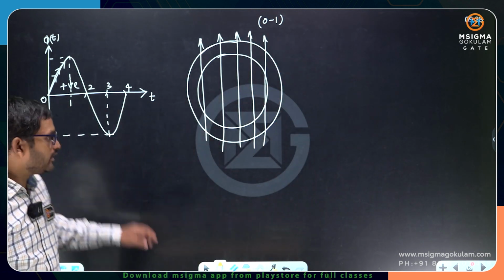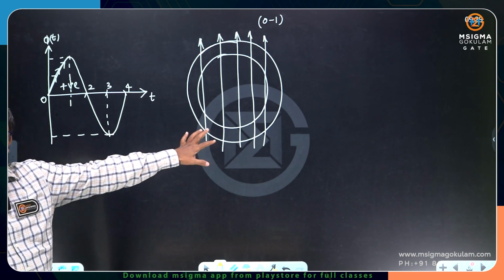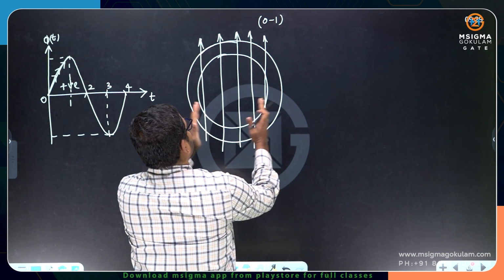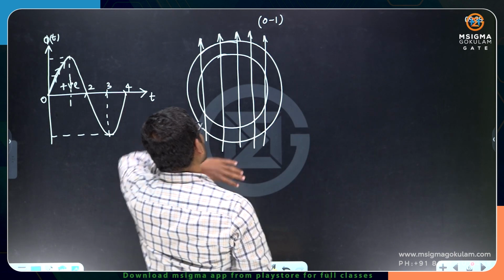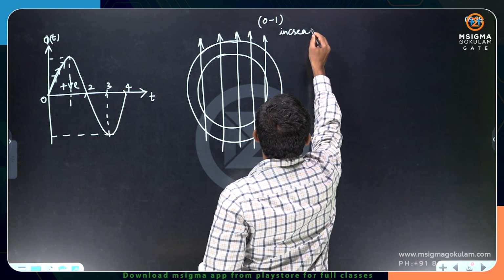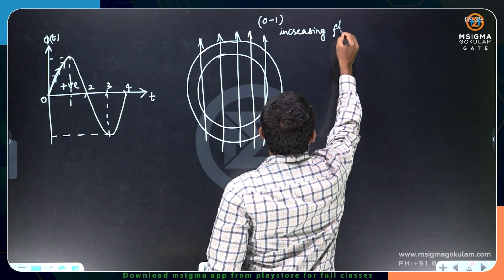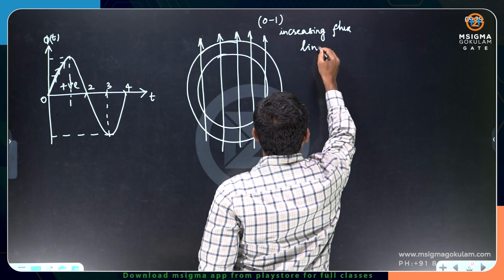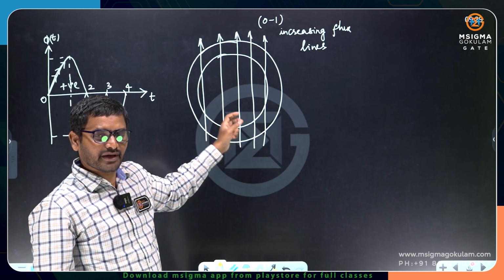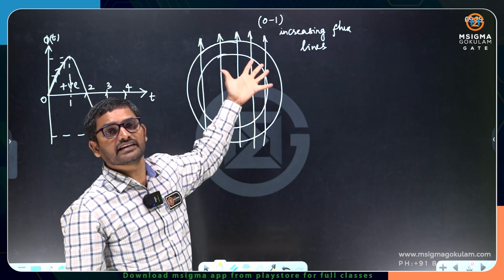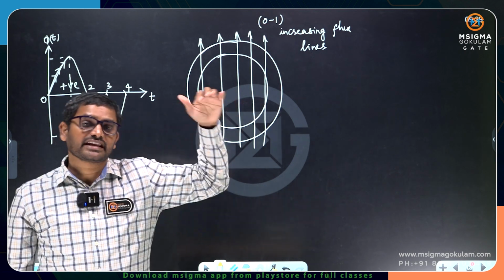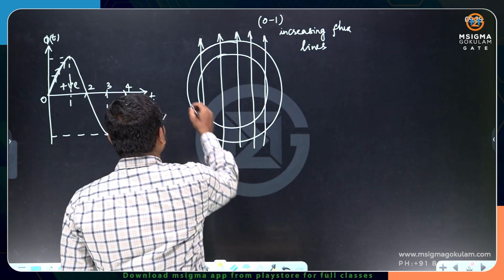So at the 0 instant the flux linkages with respect to the conductor is 0. Now as the time changes, the flux linkages are increasing, and of course they are in the upward direction. These are increasing flux lines. There is a change, na? Initially 0, later after some time maybe 1 flux, 2 flux, 3 flux, 4 flux, like that. Flux linkages with respect to the conductor are increasing. Therefore definitely an EMF is induced.